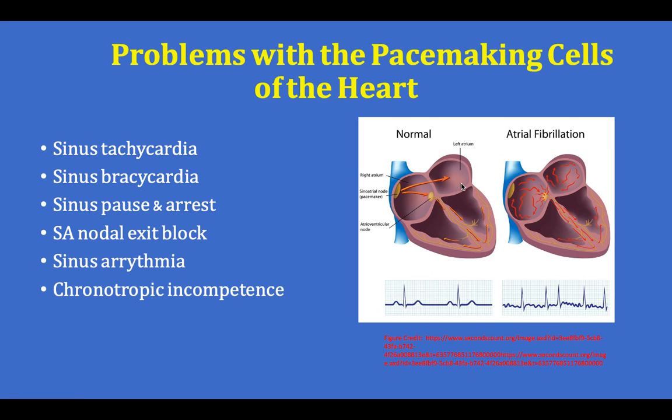A chronotropic incompetence means that the heart rate is generally normal at rest, but it doesn't increase when it's supposed to with activity. And here is a fibrillation. Here's a diagram showing the erratic nature of the electrical impulses when you have a fibrillation, which can be tachycardia or bradycardia. And that would show up on an electrocardiogram, as shown below.